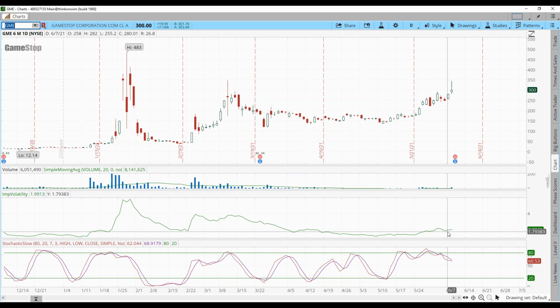What's your directional bias on GameStop? Are you bullish or bearish? Start with that. For any trade I'm going to do with options, the first thing I have to decide: am I bullish, bearish, or neutral? Then I can start to work.